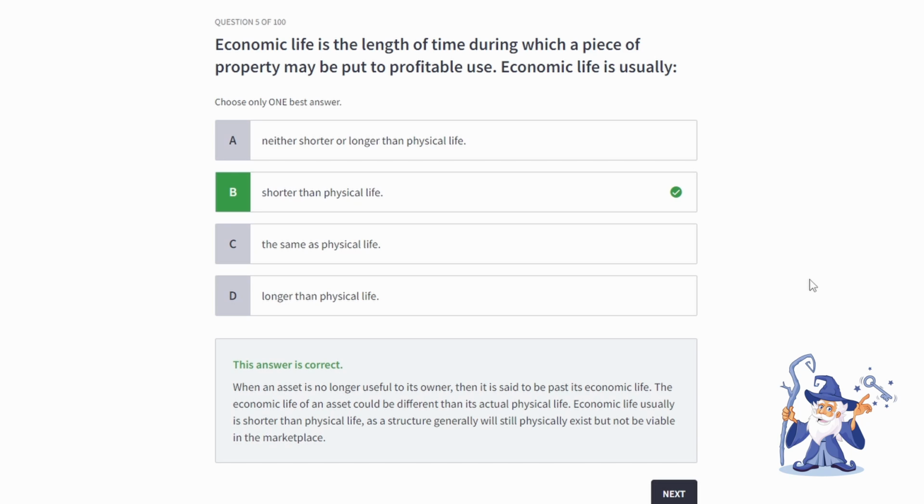and maybe the business doesn't want to use the property anymore. Maybe it's just run down. But again, it still exists. Maybe another business wants to come in and buy up that building. But again, its economic life doesn't exist. Does that make sense? Hopefully. Again, it's going to be shorter than its physical life. So just make sure you understand that, because again, that's really important to distinguish.